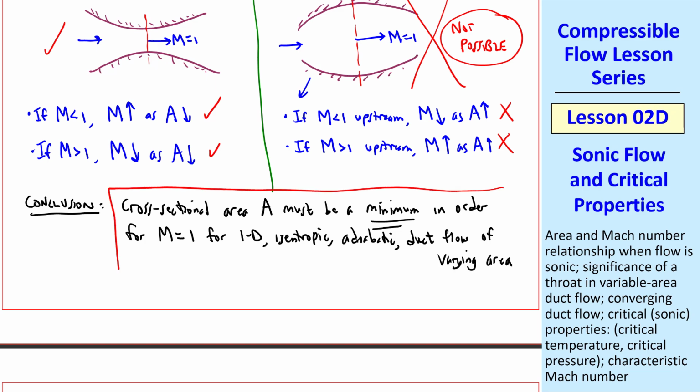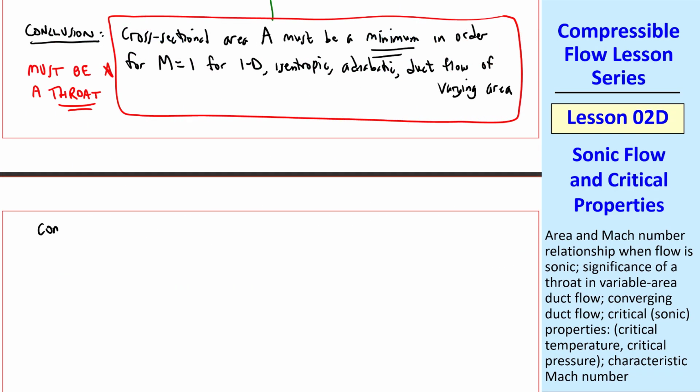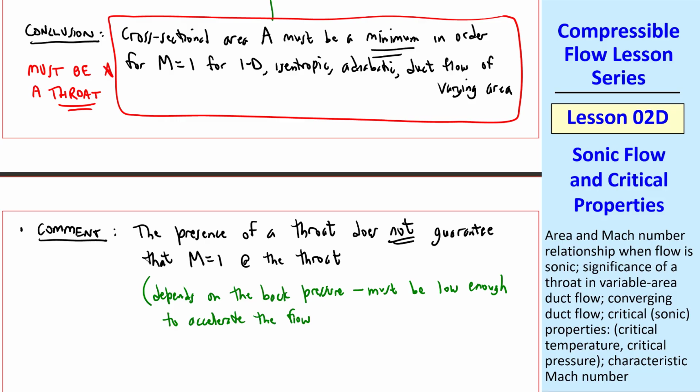In other words, the only way we can get Mach number equal 1 is that there must be a throat in the duct. This situation, not this one. I make one important comment here. The presence of a throat does not guarantee that M equals 1 at the throat. As we'll learn later, it depends on the back pressure, which must be low enough to accelerate the flow in the converging section to Mach number 1.